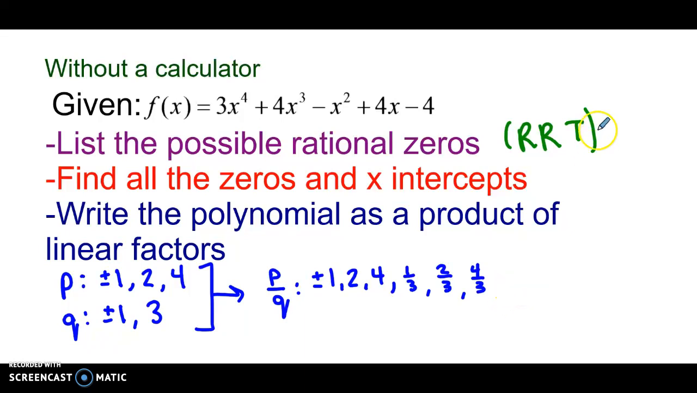So again, just so we understand what this rational root theorem is saying, it's saying that these are the possibilities of rational roots of this polynomial. Remember, rational means it can be written as a fraction. So one of these guys in here has to be that.